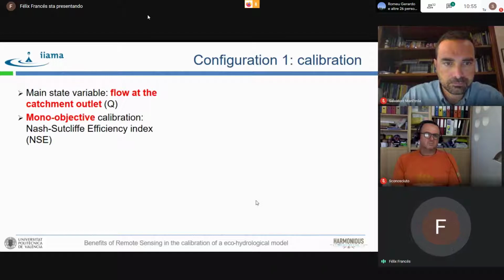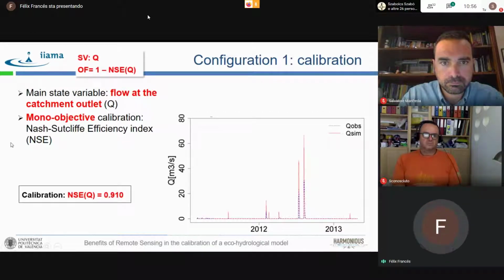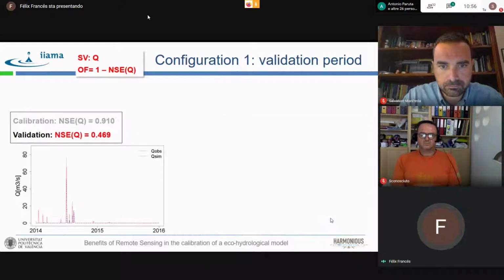In configuration 1, we use just the flow at the catchment outlet, and the objective function is the Nash-Sutcliffe efficiency index. So the calibration is relatively good, NSE index of 0.9. In the case of an ephemeral river, actually it's more important to have the probability of zero discharge clearly simulated, which is the case. But when we go to validation, there is a strong deterioration of the NSE from 0.9 to 0.46.